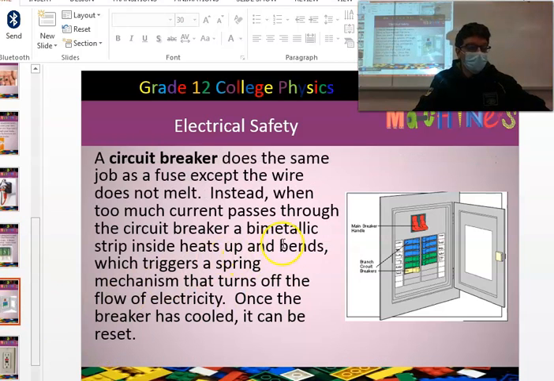However, circuit breakers work a little differently. Circuit breakers have two different metals attached to each other. And when they're heated, due to a certain amount of current going through, because there's two separate metals that expand at different rates, they'll actually force it to bend. I'm going to pause here and I'm going to actually show you this. Alright, so that's our circuit breakers.